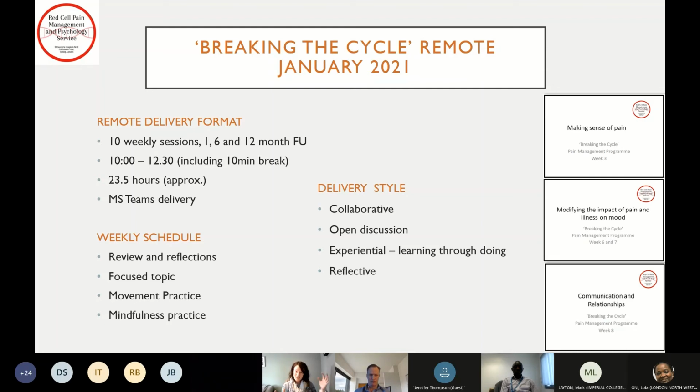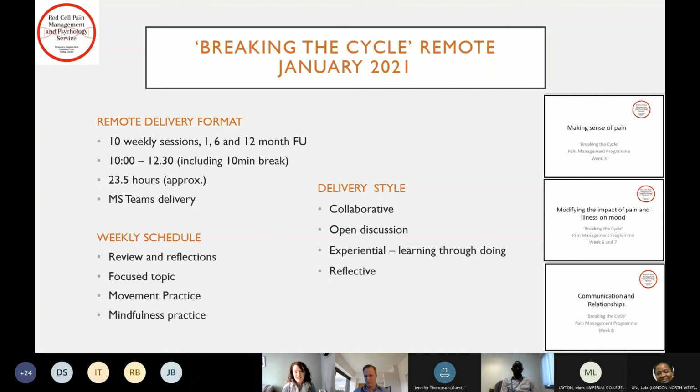In changing the length of our programme, that has impacted quite a bit on the amount of time that we have with our group. But the things that we've kept in that are really important in terms of delivery of a pain management programme are around the collaborative style of working. So pain management programmes really need to be about shared goals and working towards the individual goals of the members of the group. Really important that we facilitate open discussion to enable that learning from the group and to enable that sharing of experience and knowledge and wisdom that's held within the group.